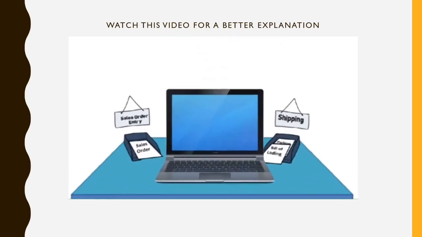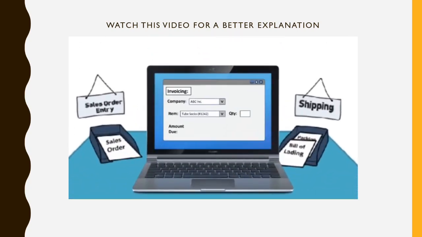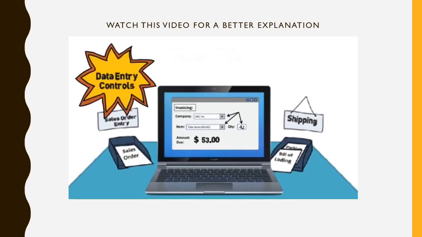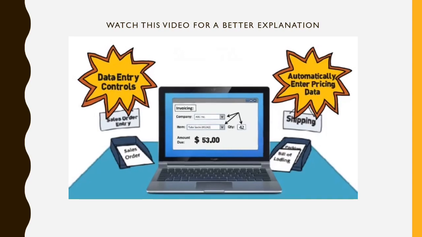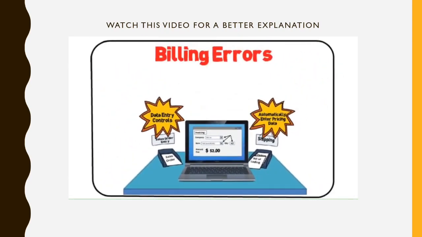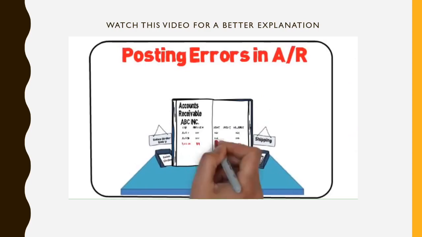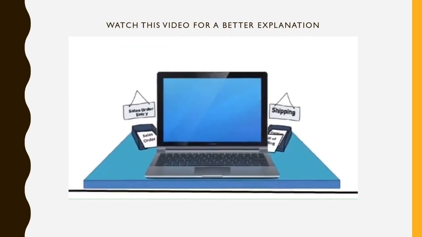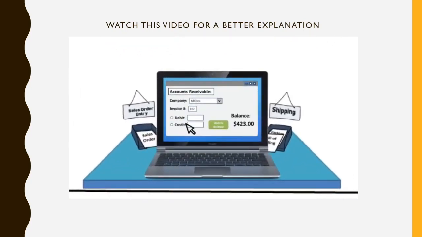To address billing errors, we can use data entry controls. We can also auto-increment the amount due based on pricing data saved in the system. So we can use data entry controls and automatically enter pricing data. For posting errors in accounts receivable, we can also use data entry controls. Thus, we can only allow the proper data to be entered into any of these fields.